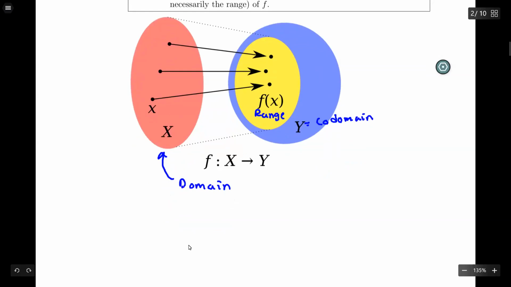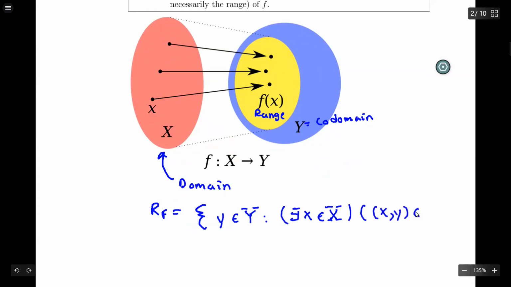Another way to define the range of F mathematically is: if we have an element y in the codomain such that there exists an element x in our domain such that (x, y) is in F. So the element y is in the range of F if there exists an element x in our domain such that (x, y) is in F. In other words, there has to be an element in the domain that maps to an element in the codomain.